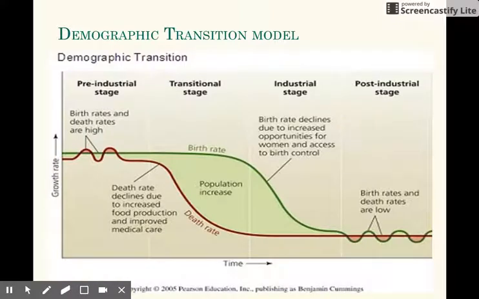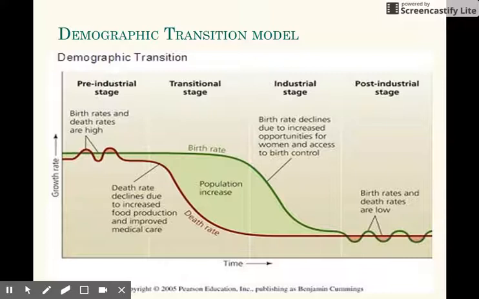This is the demographic transition model. As you can see in the pre-industrial stage, birth rates and death rates are high. But as we move into the transitional stage, birth rates stay high, but death rates decline due to an increase of food production and improved medical care. As we move into the industrial stage, the birth rate declines due to increased opportunities for women and access to birth control. The death rate in industrial stage is, of course, very low because of all of the improvements.